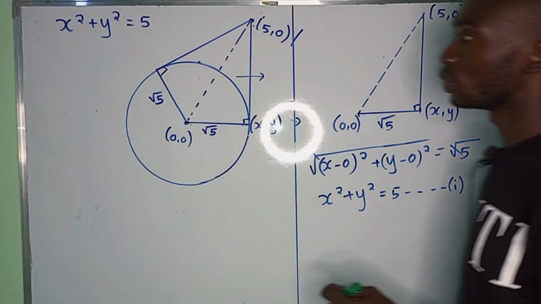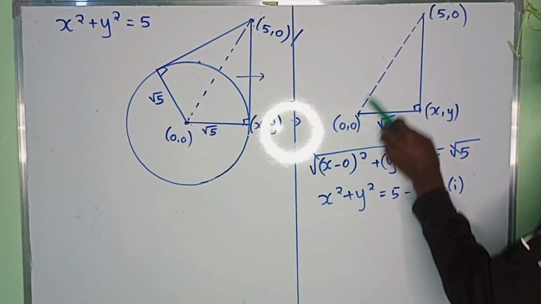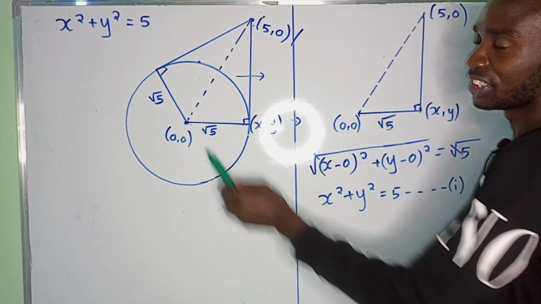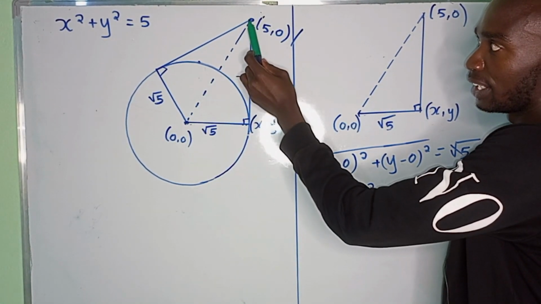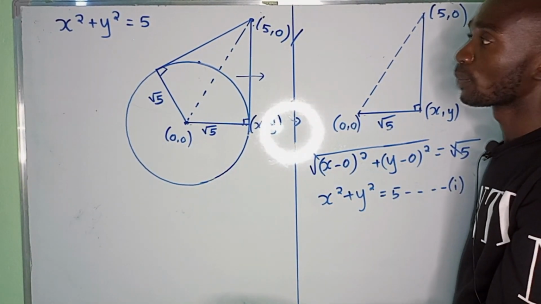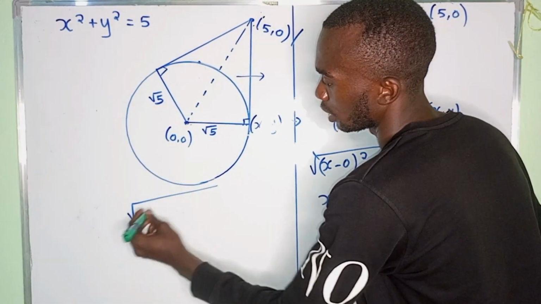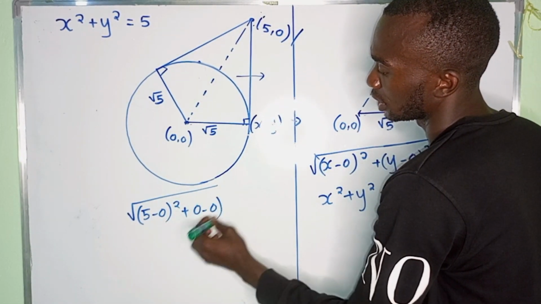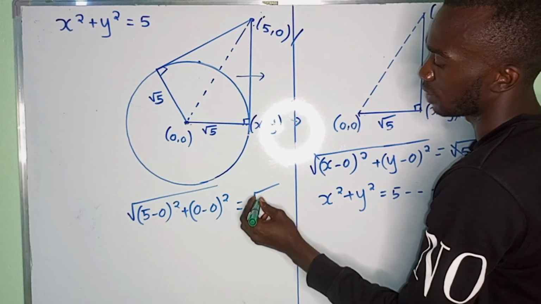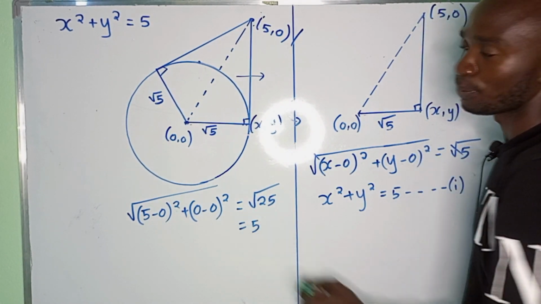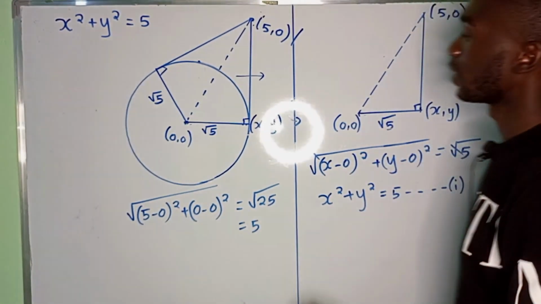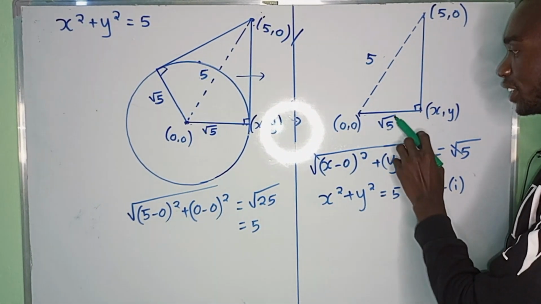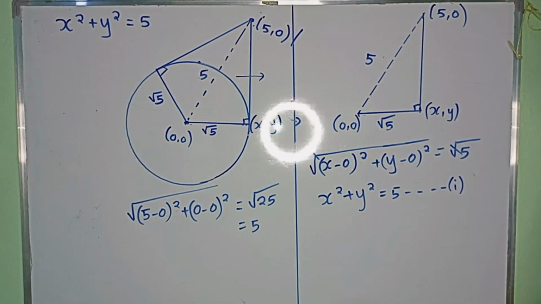Now to obtain equation 2, first of all, we are going to get the hypotenuse of this given triangle. Using the external coordinate and the center of the circle, we can get the magnitude of this line. So we got square root of (5 minus 0) squared plus (0 minus 0) squared. This is the same as square root of 25, which is equal to 5 units. So the hypotenuse of this triangle is 5 units. Now we have the base and the hypotenuse, so we can easily get the height of this triangle.